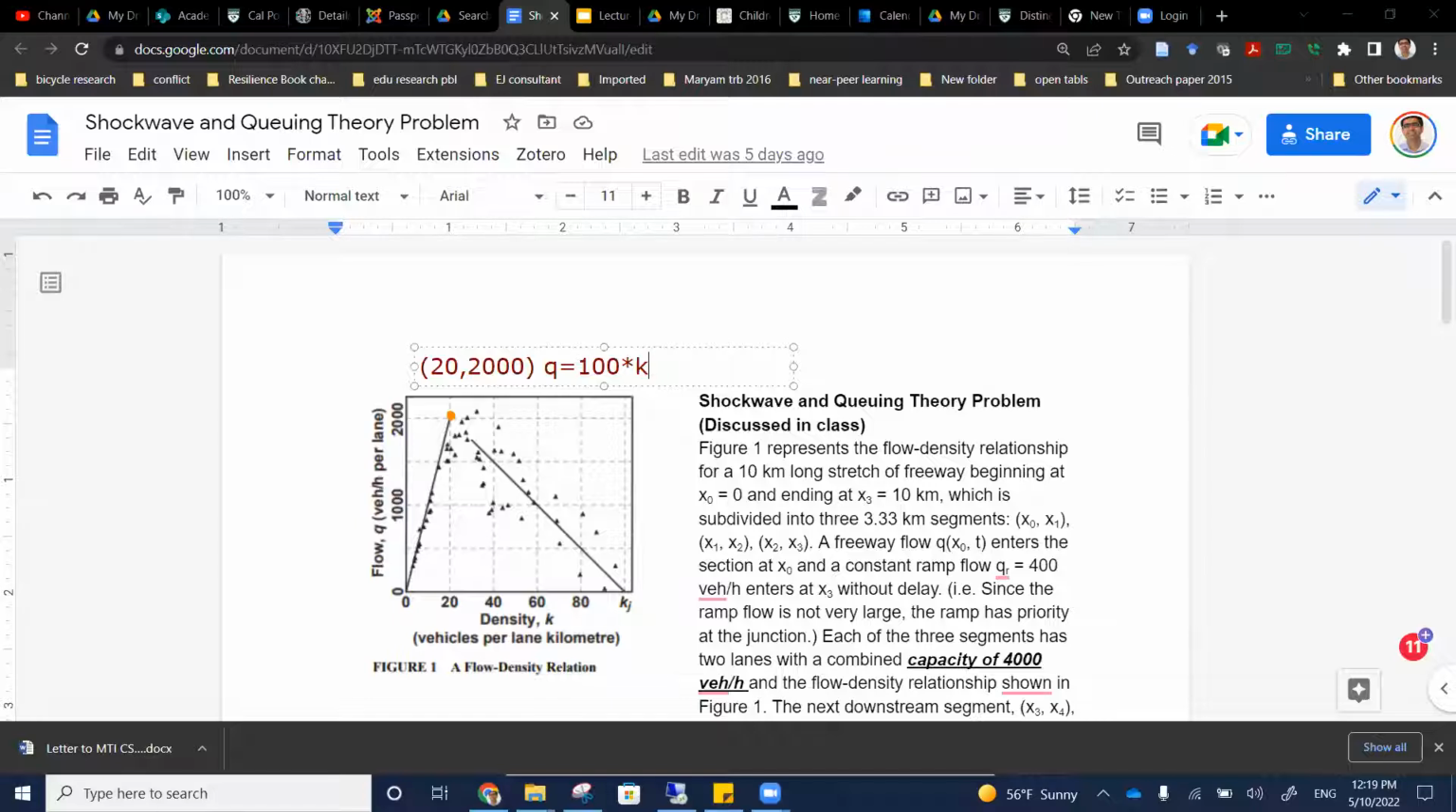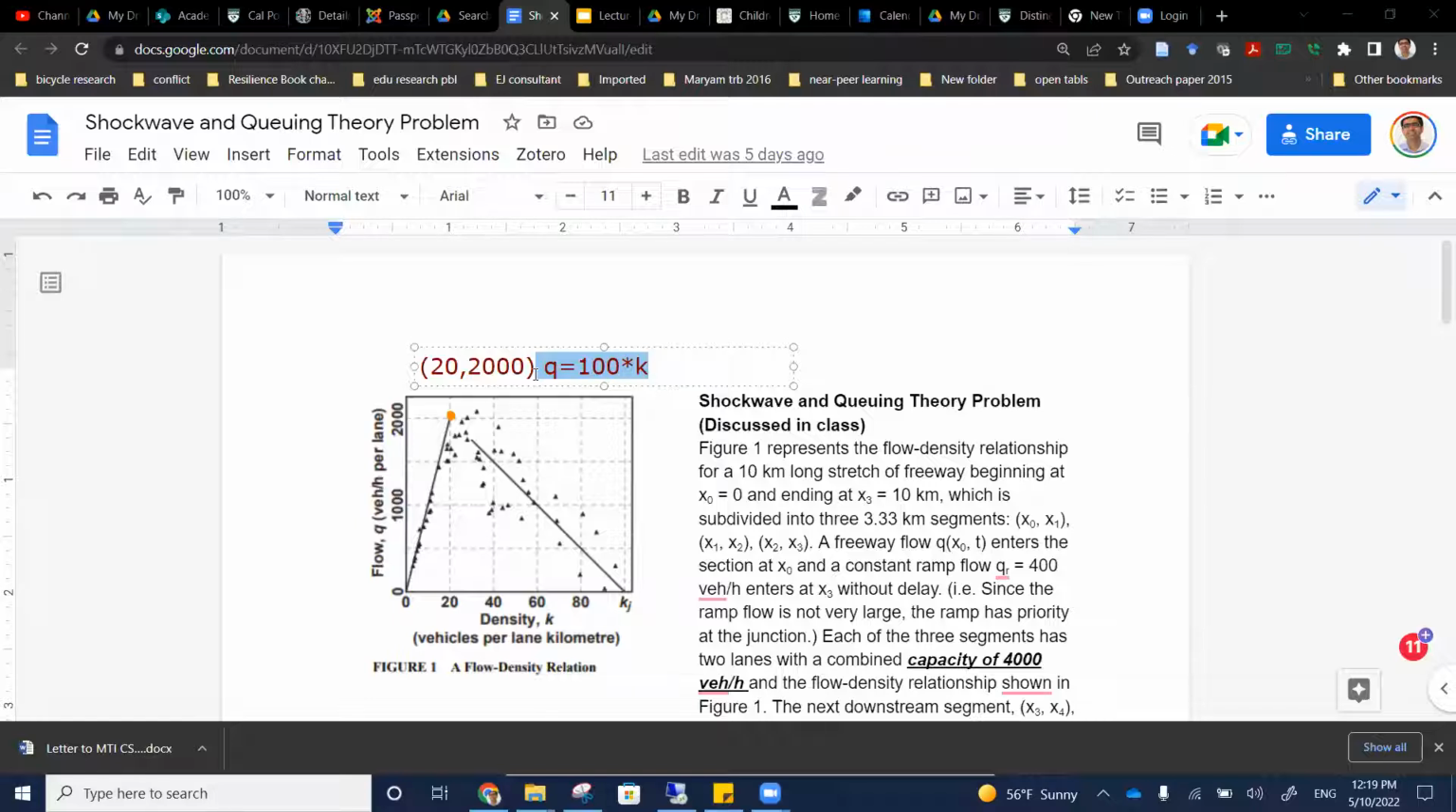Because if you just start to figure out what Q divided by K looks like for this, it's just 100, always a constant. So what this is telling me is that I have a segment of the road where anytime I don't have congestion, the traffic moves at 100 kilometers per hour.